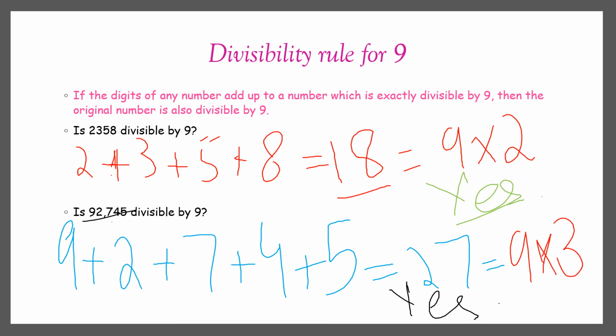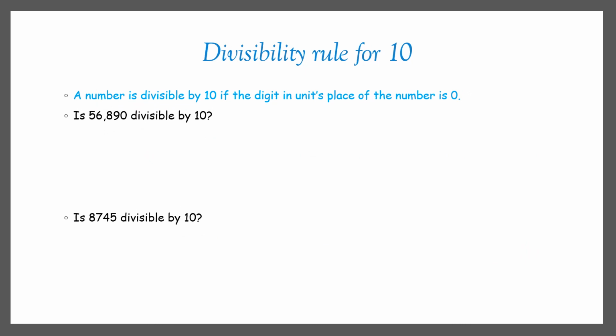Now let's move on to the last rule, which is the divisibility rule for 10. A number is divisible by 10 if the digit in the units place of the number is 0. So we just have to see the last digit of a given number. Here it is 0. So yes, this number is divisible by 10. Here it is not 0, it's 5. So no, it is not divisible by 10.